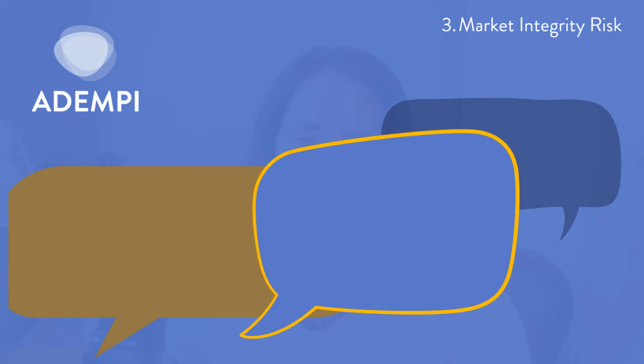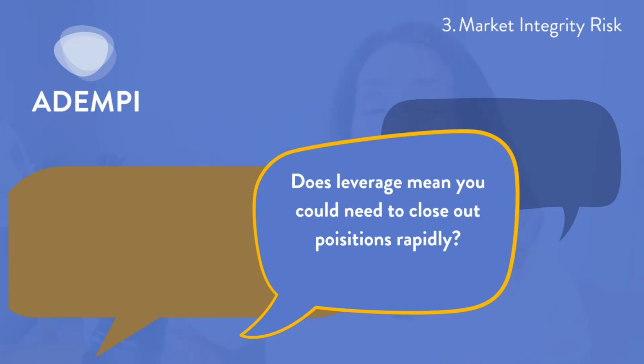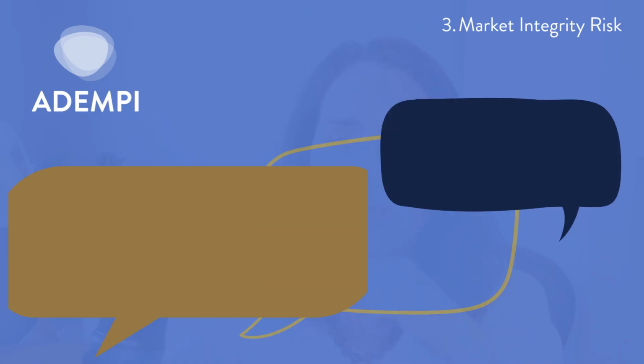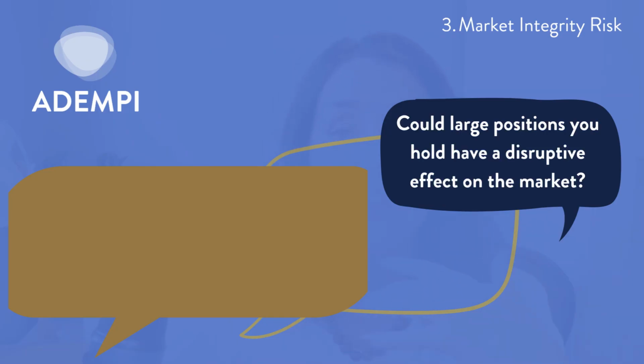Finally, the other new thing to tell you about is that there is going to be a new market integrity risk. There are 3 areas I think this comes up in most. Those funds where leverage is used. Does the leverage mean that you might need to close out positions rapidly? If so, are you monitoring and managing that risk? That's number 1. Number 2, if you have a large concentration of positions, whether that's in issuers, whether it's in issues, whether it's in markets, the question is going to be, does that have a disruptive effect on the markets? Could it have a disruptive effect?